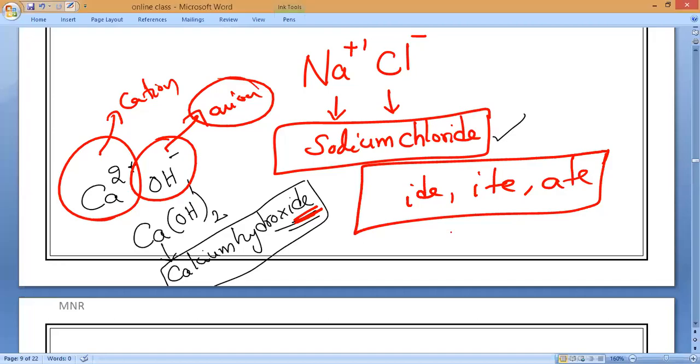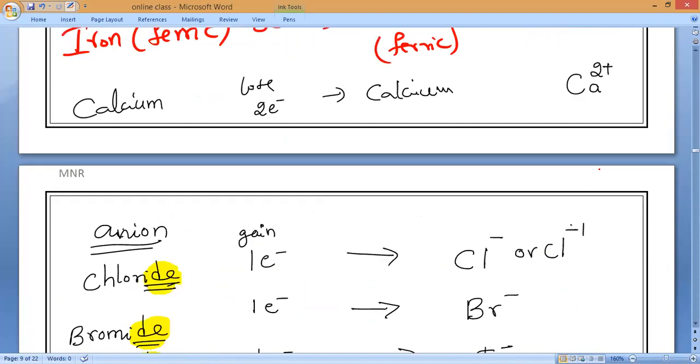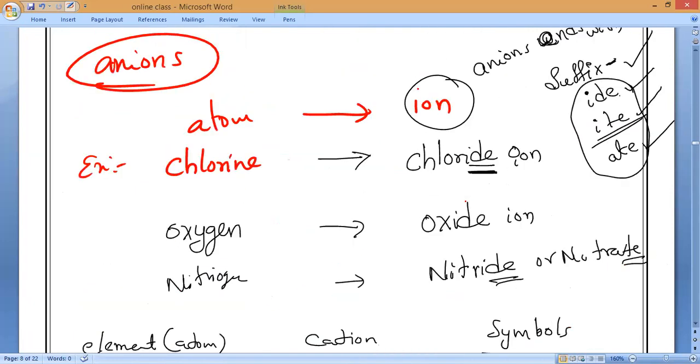Anions always end with three suffixes: ide, ite, or ate. Now, if you have noticed it, you might remember. Let us go back to the cations.